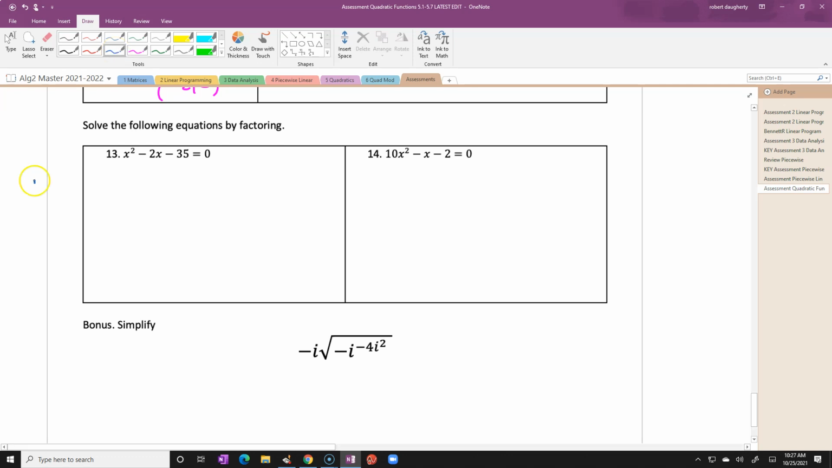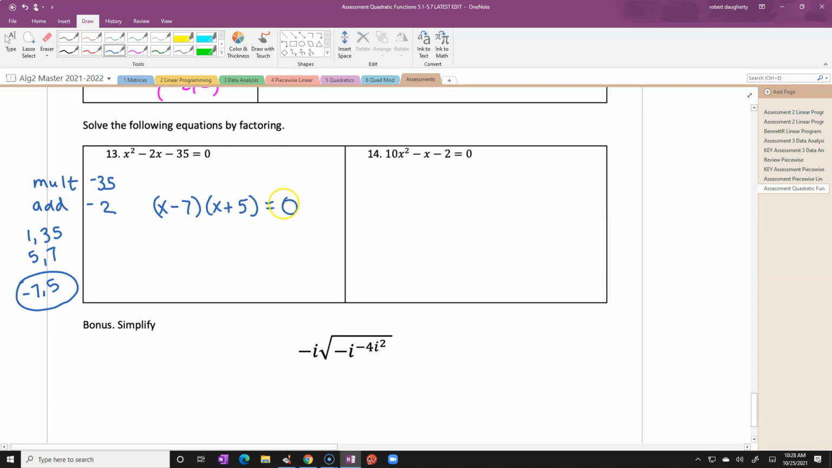This boils down to, can you find two numbers that multiply to -35 and add to -2? Well, the only factors of 35 are 1 and 35 and 5 and 7. The only way to combine those numbers and get a -2 is if you had a -7 and a +5. This is x minus 7, x plus 5 equals 0. Set each factor equal to 0. And those are your two solutions.